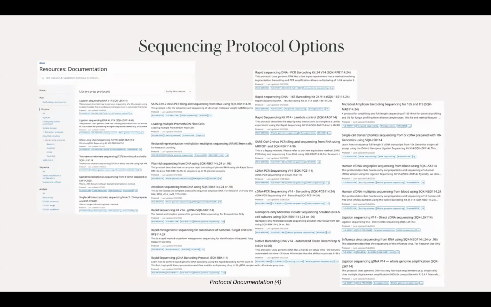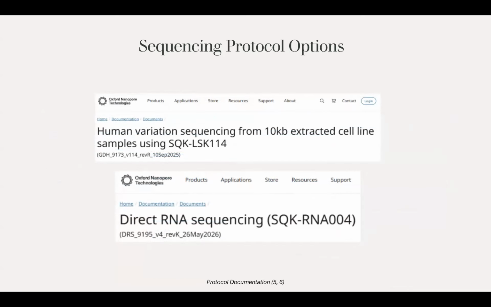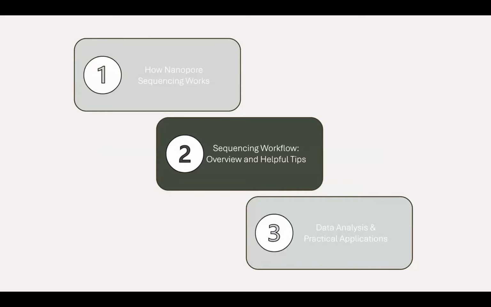So if you want to do sequencing from plant tissue, animal tissue, if you want to do direct RNA, PCR amplified RNA, genomic DNA, there is probably an option that you can find. But again, I'm here to talk about my experiences with ONT sequencing. So for the purposes of this talk, I'll be going over just 2 protocols. The first being human variation sequencing from 10 kb extracted cell line samples. So this is the whole genome sequencing, and then direct RNA sequencing. For the purposes of our experiments, we didn't want PCR bias or anything. So these are the two that I'll be focusing on today. So with that, we can jump into the sequencing workflow.